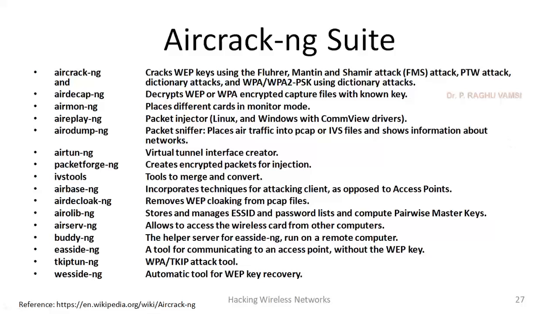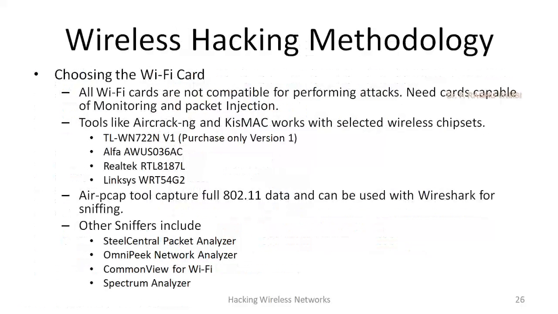Next is the powerful suite available in Kali Linux, an open source tool with which you can perform this Wi-Fi hacking, called Aircrack-ng. This Aircrack-ng is a combination of various tools. Each and every tool does a certain task, and this suite is compatible with the Alpha AWUS036AC chipset related Wi-Fi cards, and the TL-WN722N, as I told you just now. You may also go to the Aircrack-ng website and see some more Wi-Fi cards that are compatible with this.